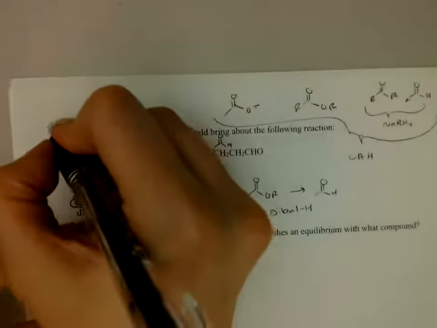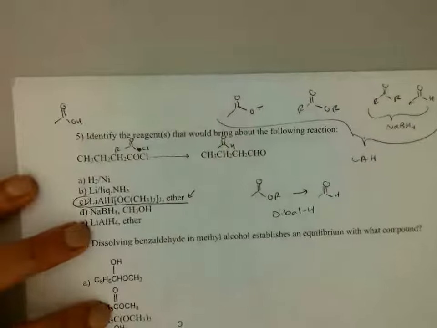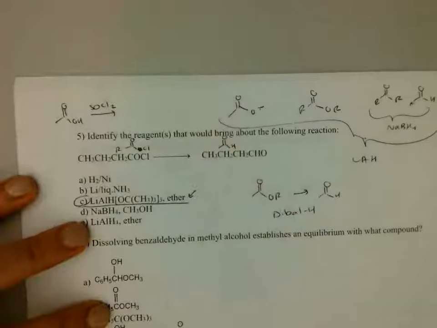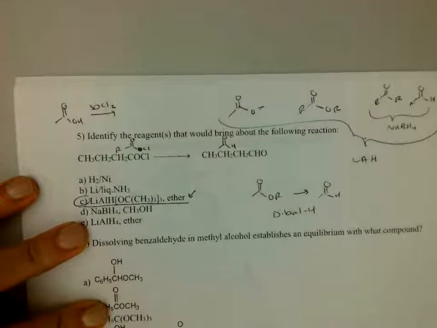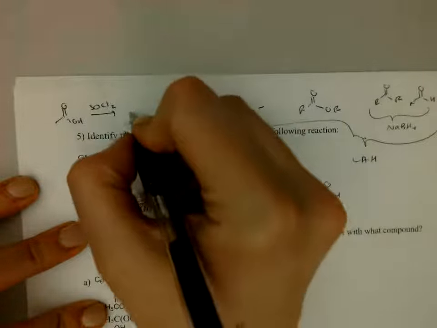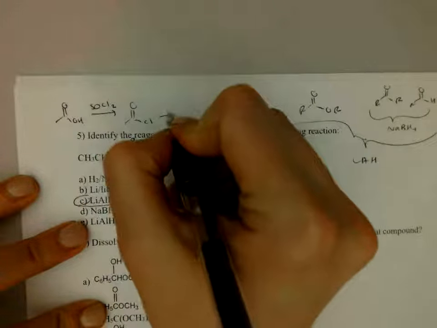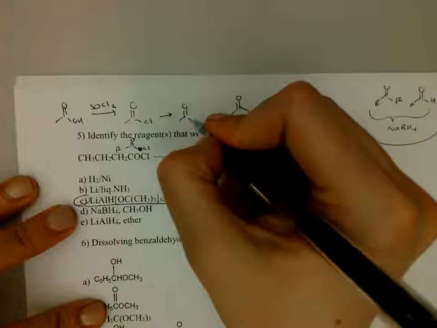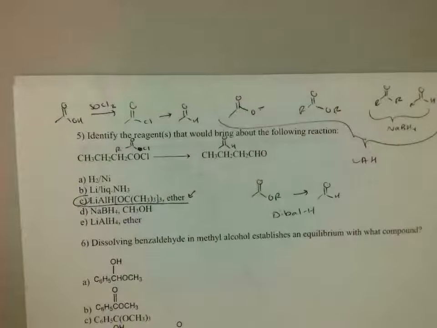So if you start with a carboxylic acid and you want an aldehyde, you first could convert it to an acyl chloride with SOCl2, PCl5, something like that. And then you can use this reagent to get an aldehyde. Because otherwise, like we just talked about in the last question, that wouldn't work.